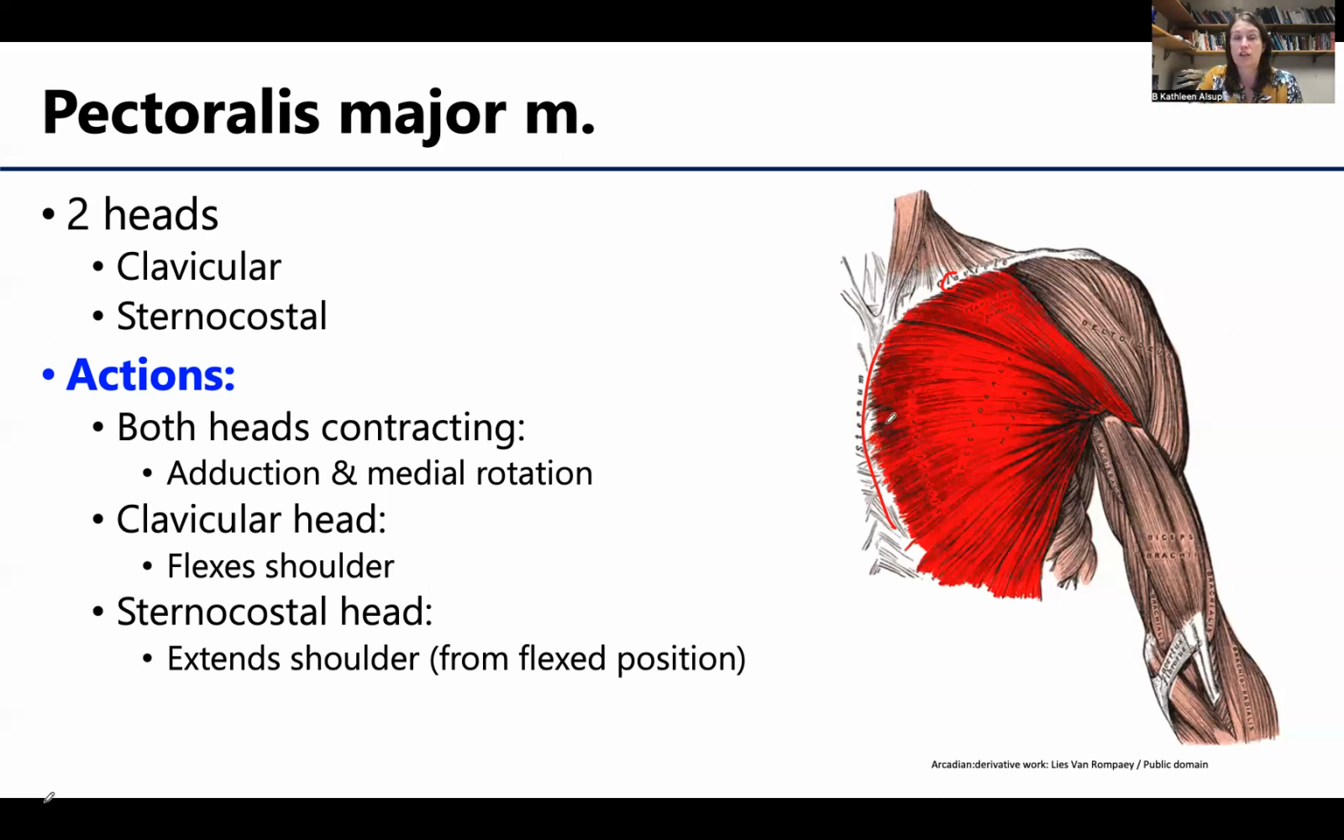Now, when both heads are contracting at the same time, this will cause the shoulder joint, because recall, it's crossing the humerus, so it's crossing the shoulder joint. This will cause adduction, so think adding back to the body, as well as medial rotation. If only the clavicular head is contracting, which is possible, so sometimes you can only have these muscle fibers right here contracting, this will cause flexion of the shoulder. And then the sternocostal head, if contracting by itself without the clavicular head also contracting, will cause extension of the shoulder joint from that flexed position. So you can see this is a fairly large muscle. It's fairly complex, having the various heads. And so you can see it's capable of a lot of the actions that are possible at the shoulder joint.